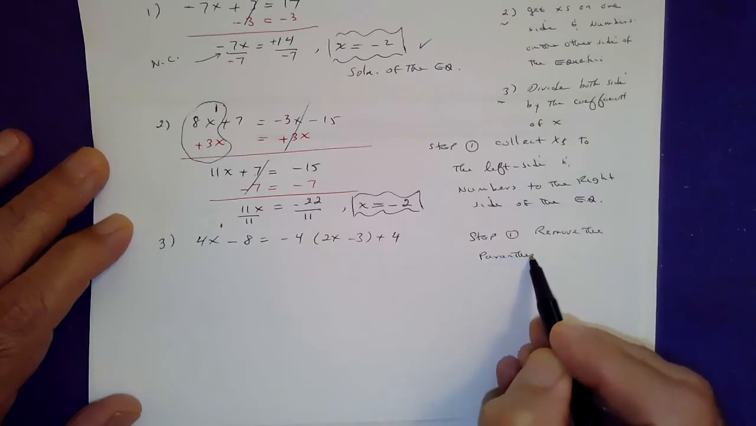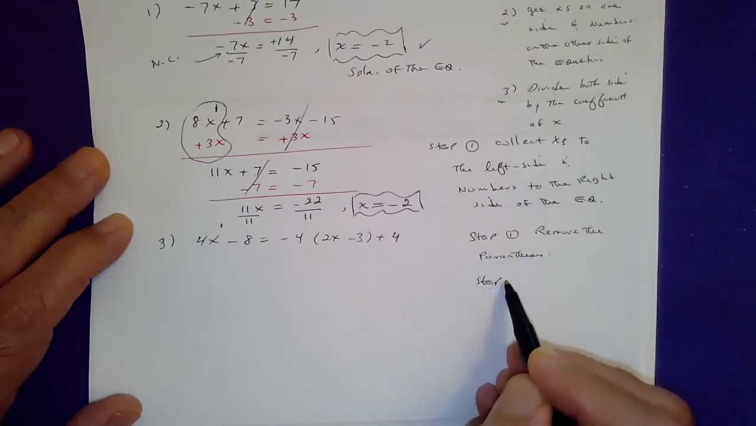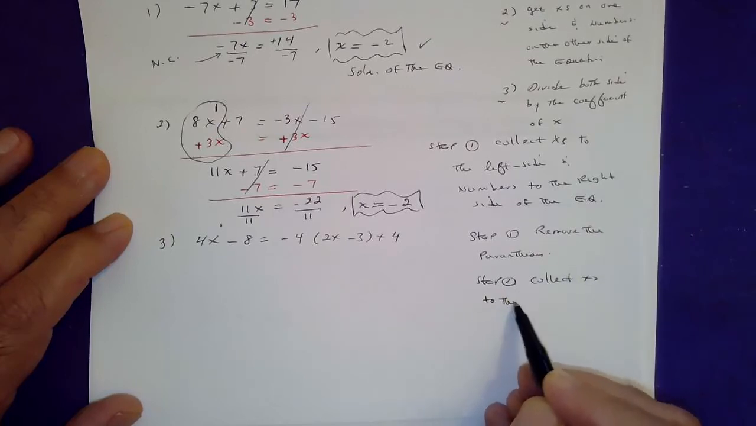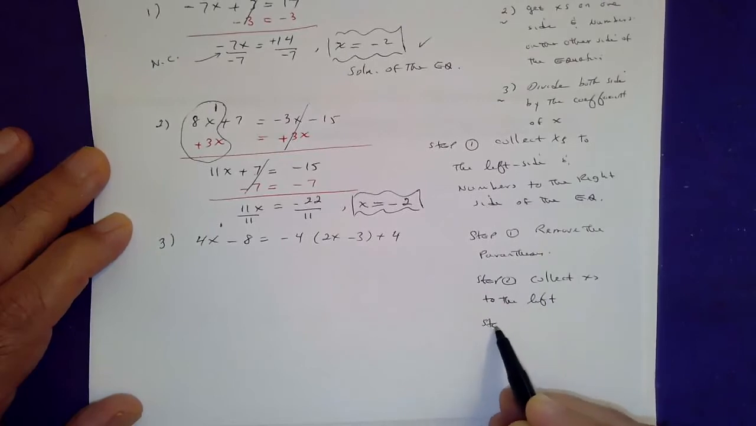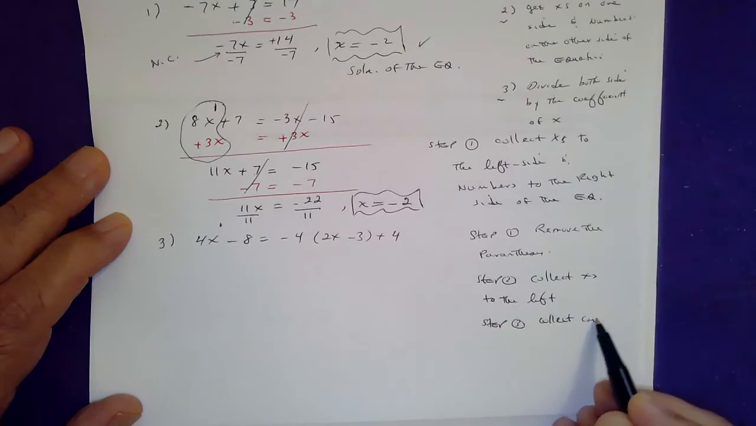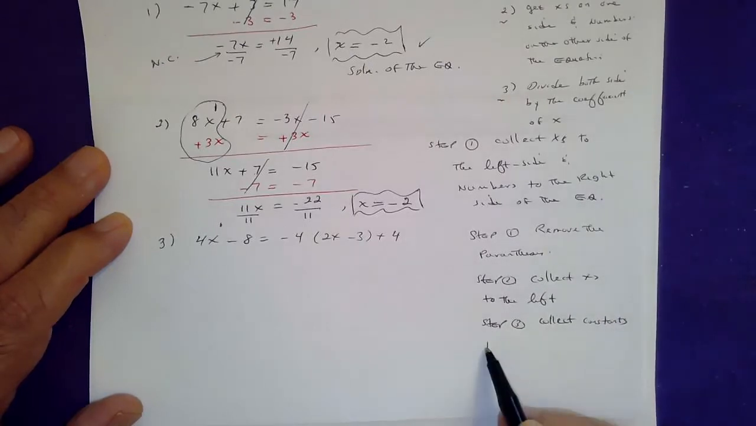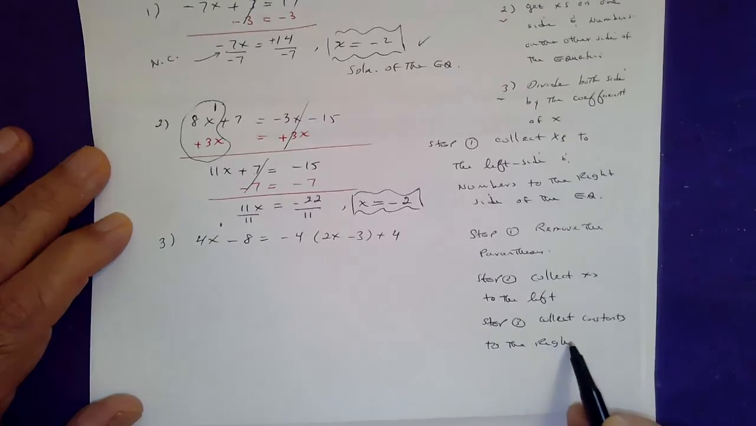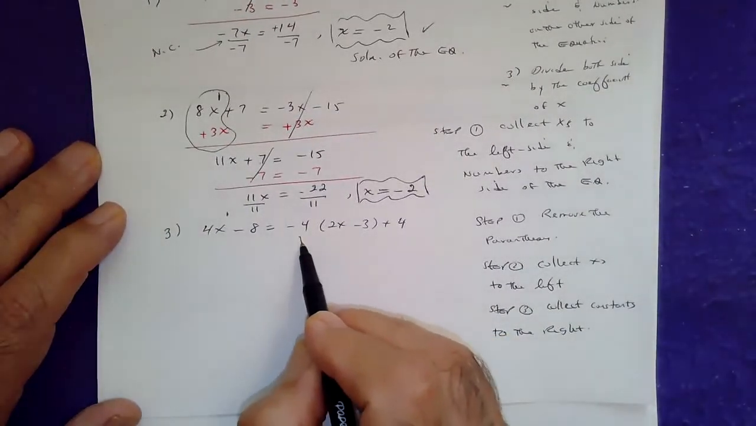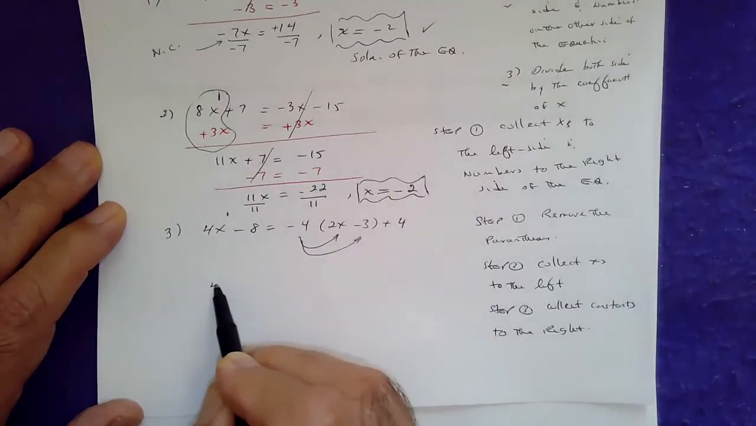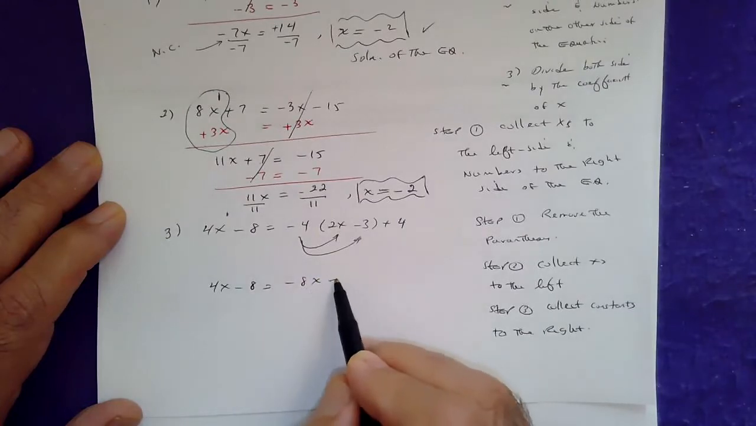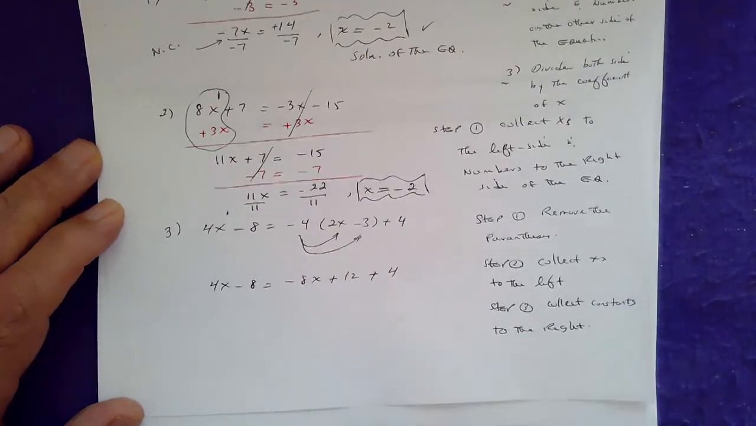Step 2 is what? Collect x's to the left. And step 3 is collect what? Constants or numbers to the right side of the equation. Okay, so let's remove the parentheses. Distribute the negative 4, so you get 4x minus 8. That would be minus 8x, positive 12 plus 4.